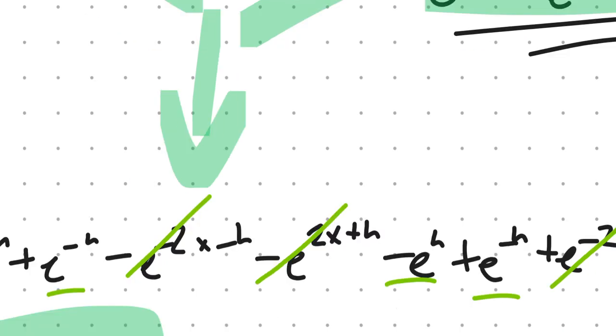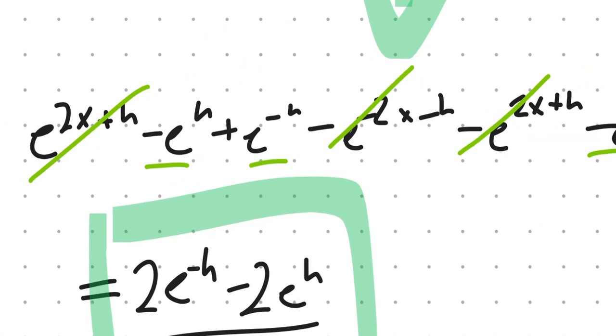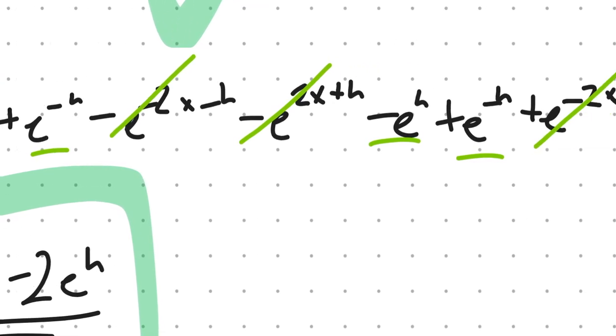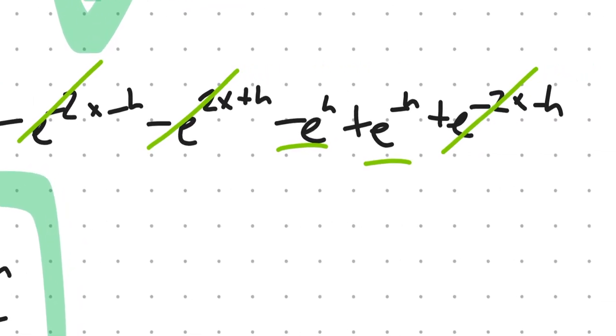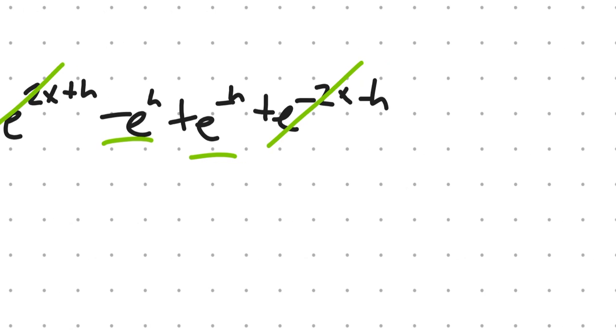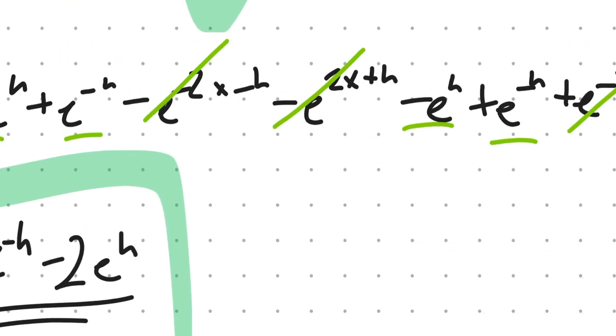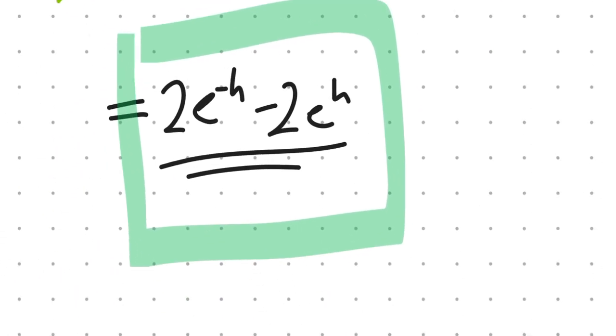So we combine those two, and we get e to the 2x plus h minus e to the h plus e to the negative h minus e to the negative 2x minus h, minus e to the 2x plus h minus e to the h plus e to the negative h plus e to the negative 2x minus h. Those terms cancel out, and we get 2e to the negative h minus 2e to the h.